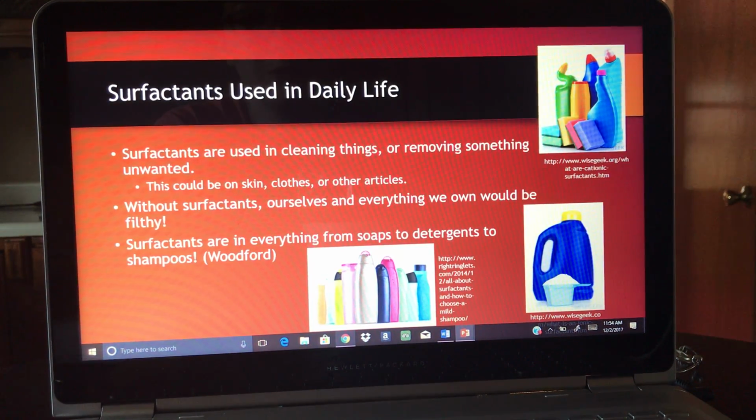So surfactants are used in our daily lives. It basically cleans things and removes something unwanted. This obviously can be in our skin, clothes, or other articles. Without surfactants, our own bodies and everything that we own would just be filthy. Surfactants are used in pretty much everything from soaps to detergents to shampoos to conditioners, everything like that.